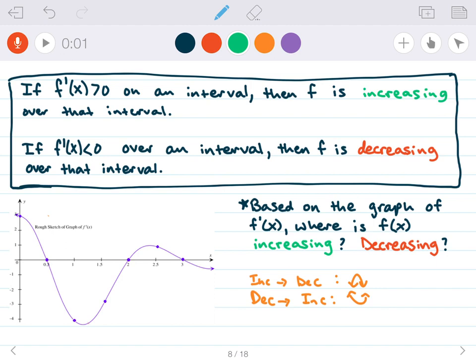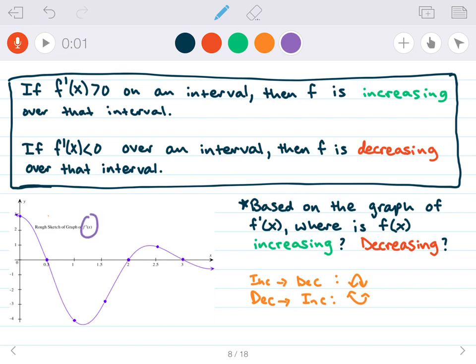Okay, so let's talk about going the other way. All right, so if we have the graph of a derivative, so if we have f prime of x and it's positive on an interval, meaning it's above the x-axis, then our original function f is increasing over that interval, okay? If the derivative is less than 0 over an interval, then f is decreasing over that interval, okay? So it says based on the graph of f prime of x, where is f of x increasing and decreasing? So we have this example right here. This is our derivative graphed.